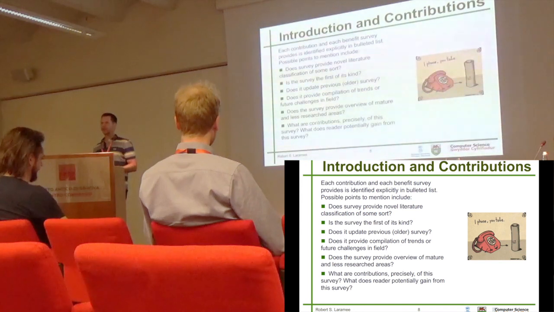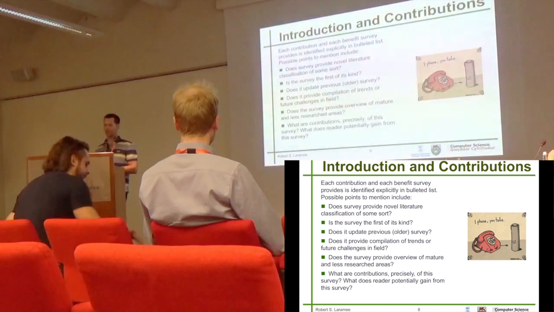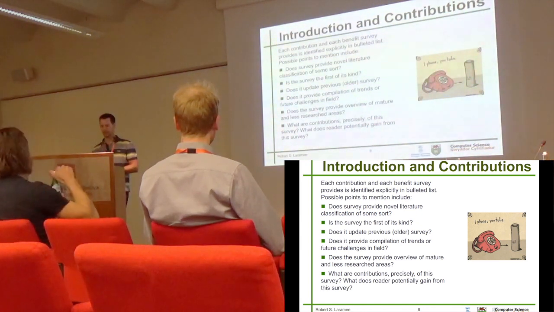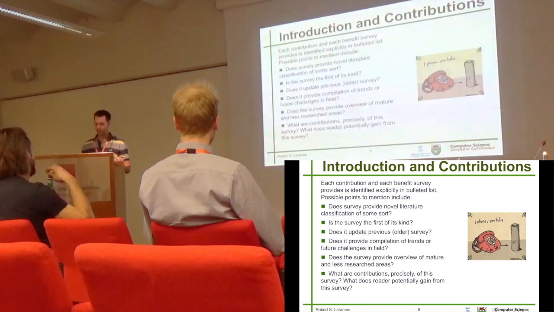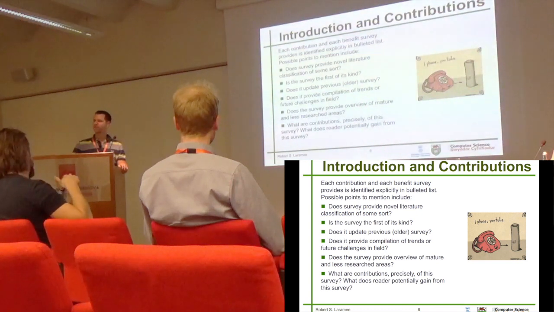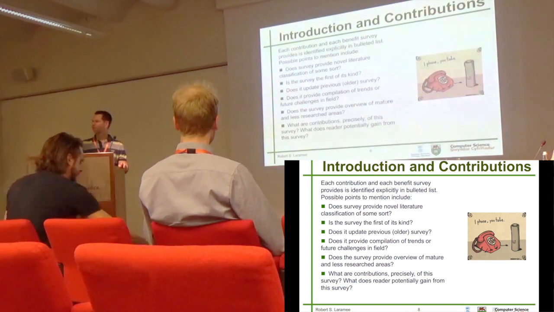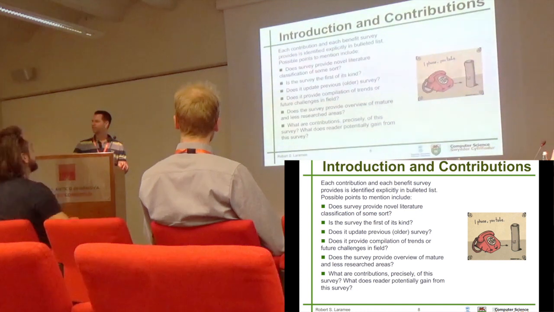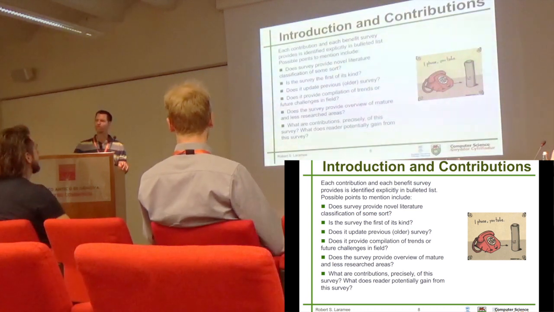Now, a special note about the contributions, because they're so much fun and they're so important, right? That's kind of the whole point in some ways. Each contribution and benefit your survey provides is explicitly given in a bulleted list. I don't know how many people have had this experience before, but I've certainly had papers rejected because the contributions were not explicit enough, or the reviewer was not sure what the contributions were.